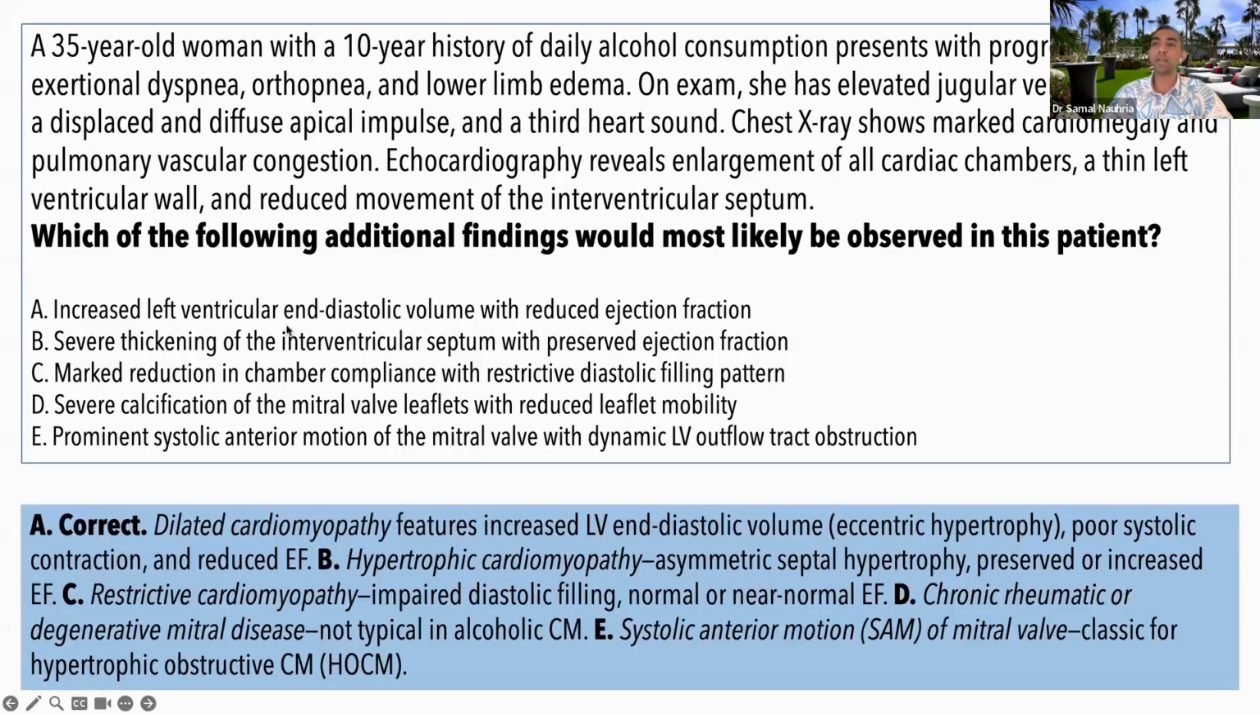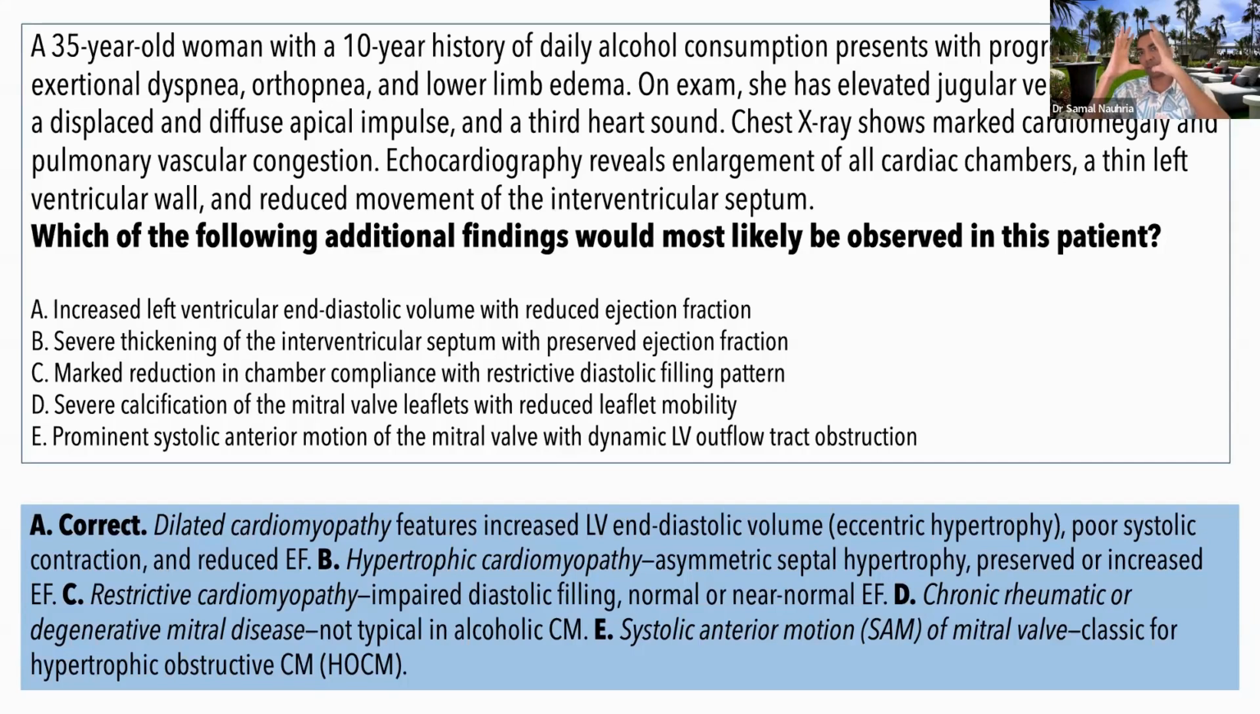This is dilated cardiomyopathy. So what describes dilated cardiomyopathy? Increased left ventricular end-diastolic volume with reduced ejection fraction. A very lengthy option, but this is one of your UWorld type of questions, which they love to ask in your USMLE Step 1. So this is increased left ventricular end-diastolic volume with reduced ejection fraction.